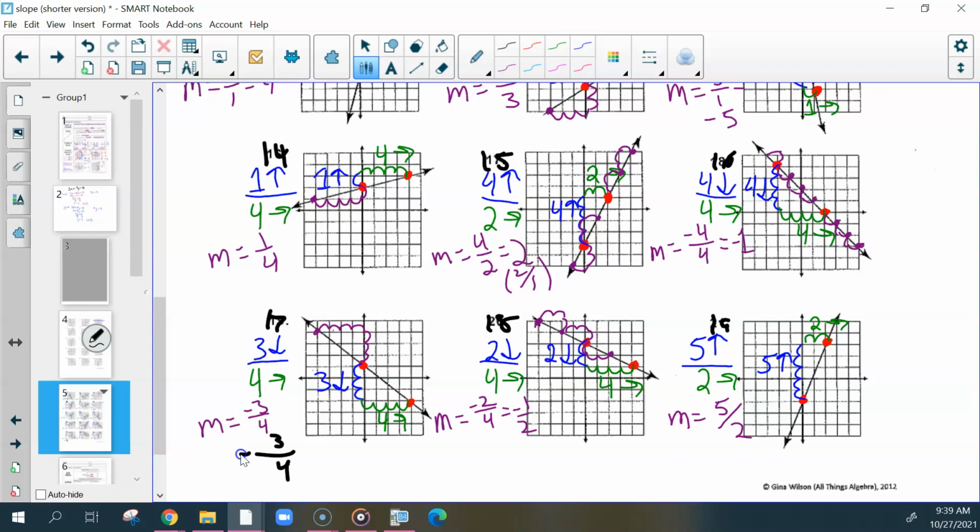For 16, that depends on how you looked at the rise. At the end, you need to simplify, so it'll be -1 no matter what. Other questions on those? Move on to the next page.